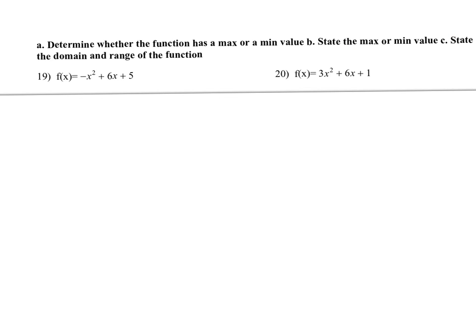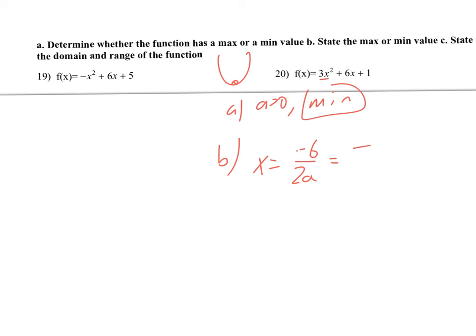All right, next up, this one, it's asking me, does it have a max or min value? So anytime a is greater than 0, if it's positive, then that's going to be a min because it's opening up. And so that's part A. Part B is what is the max or min value? That's the y value of the vertex. So I'm going to find the x value of the vertex. I'm going to do negative b over 2a. So that's going to be negative 6 over 2 times 3, which is negative 6 over 6, which is negative 1. I got to plug that back in to find y.